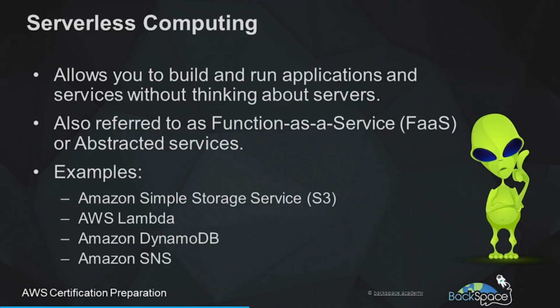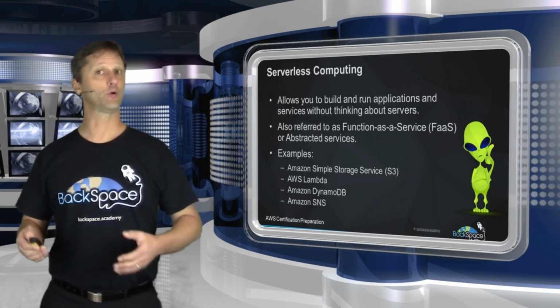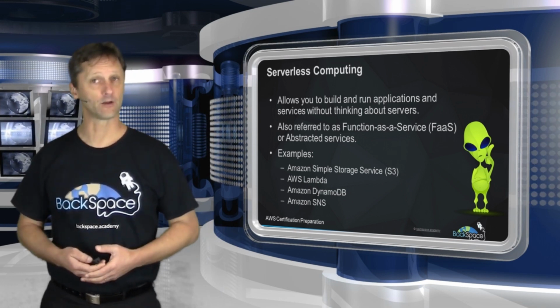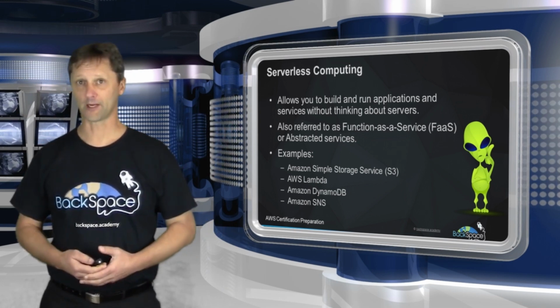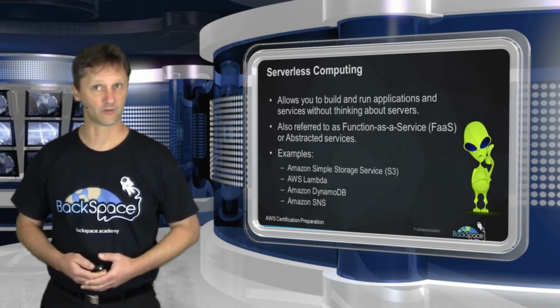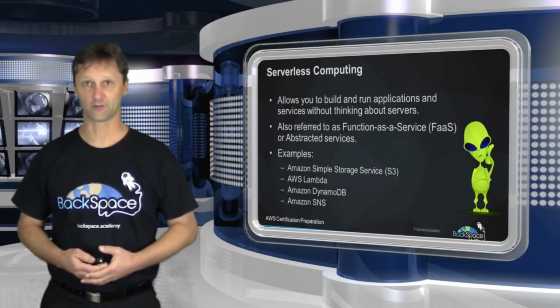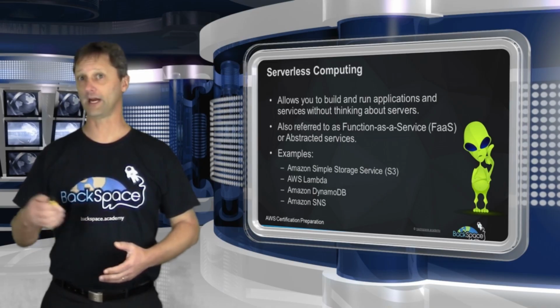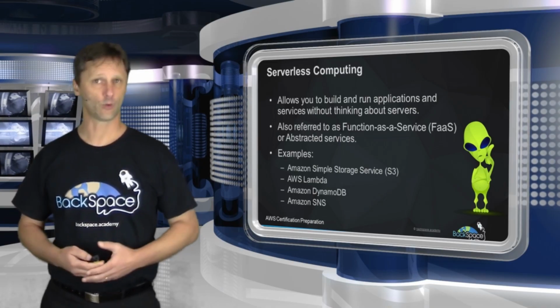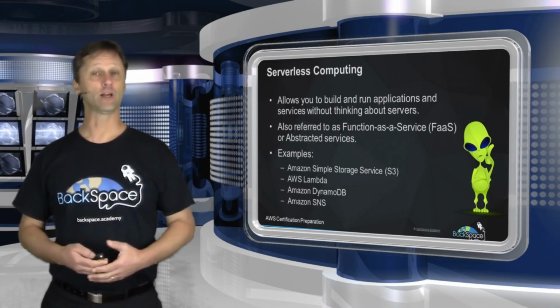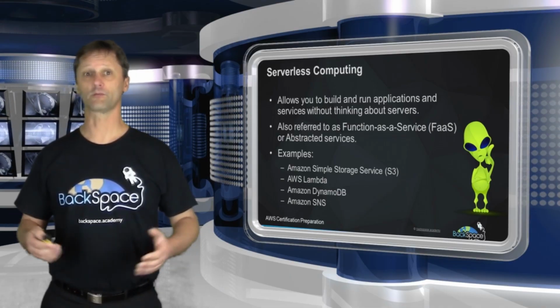It's also referred to as function as a service or abstract services. Examples of that are the Simple Storage Service, which we will be using at the end of this lecture, where we create a bucket and we put objects and files into that bucket. We don't know what's behind that bucket. Obviously, there's going to be an operating system, most probably a Linux operating system, a file server, there's going to be hard drives. We don't need to worry about that because AWS, they look after all that for us.